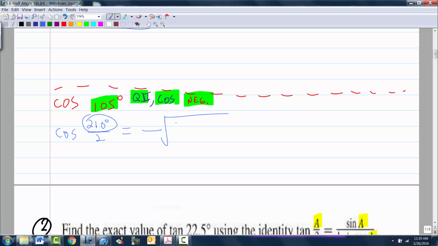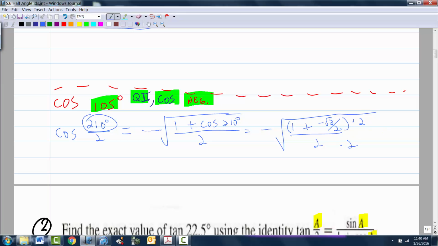And then on the inside, it's 1, cosine likes itself, so 1 plus cosine 210, little way I have of remembering, divided by 2. So this one's slightly different for two reasons. What's the cosine of 210? Negative root 3 over 2, over 2. And then it's very similar numerically, we just have different negatives. Multiply by 2 top and bottom, and you get negative, root 2 minus root 3 all over 2. And that's the answer to that in exact form.